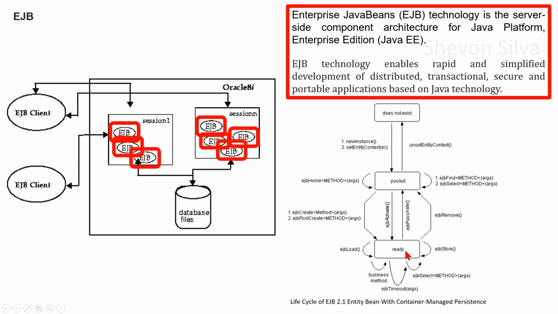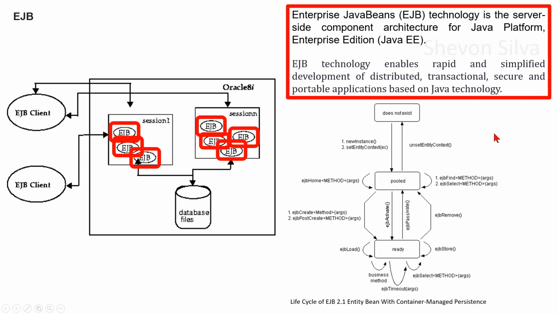EJB activate is passed from pool to ready. EJB passivate is passed from ready to pool. EJB remove is passed from ready to pool. Unset entity context is passed from pool to does not exist.